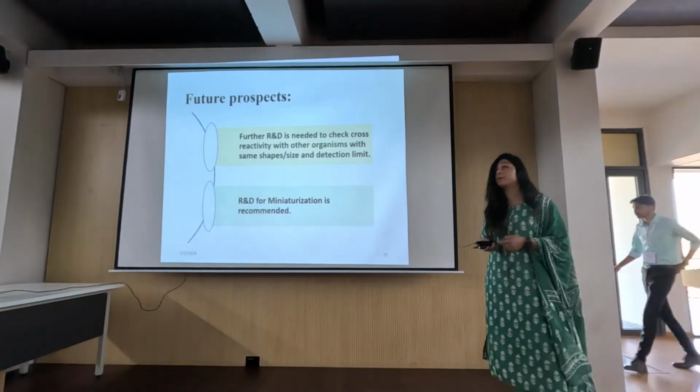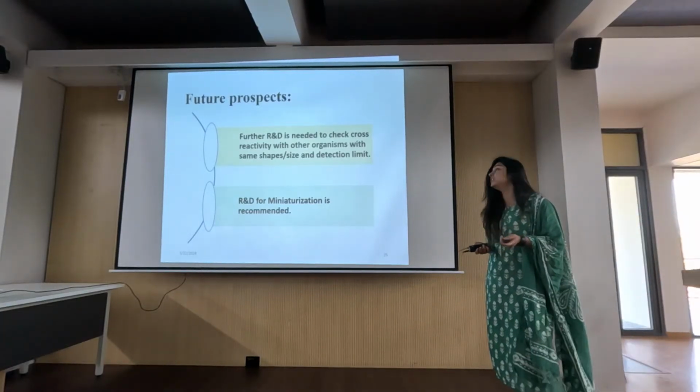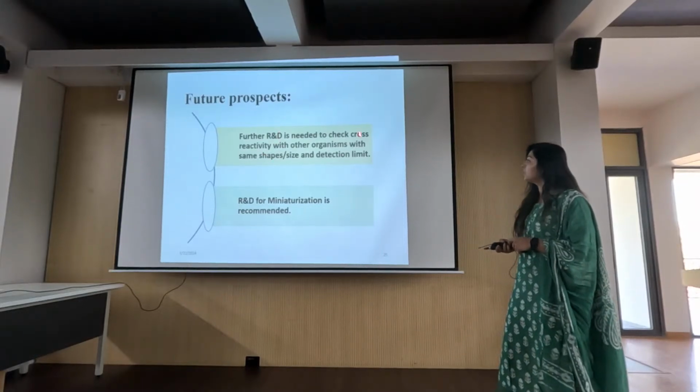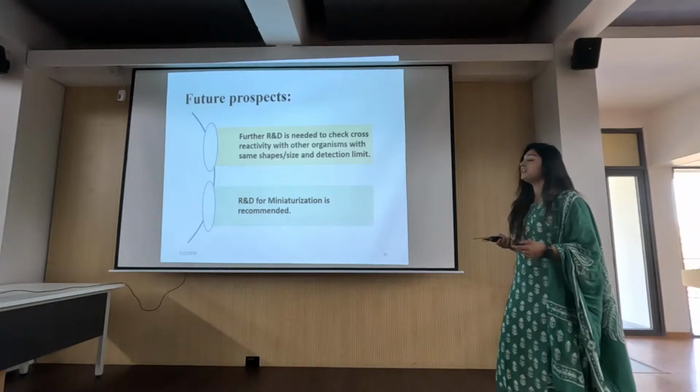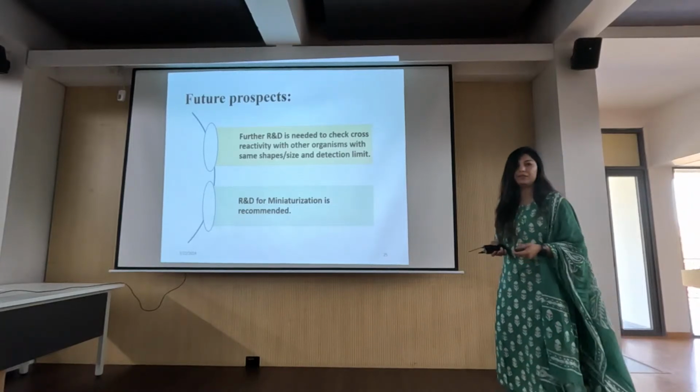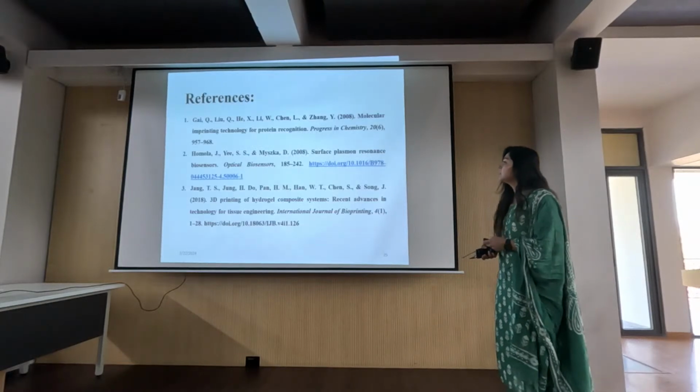What can be the future prospects, or what steps need to be taken further? Further R&D is needed to check cross reactivity with other organisms of the same size and shape, and detection limits. And R&D for miniaturization is recommended. These are the references.